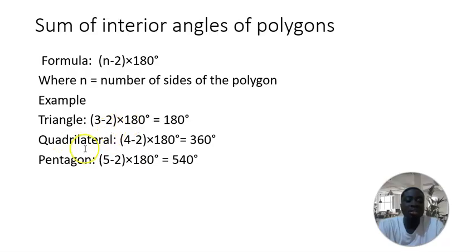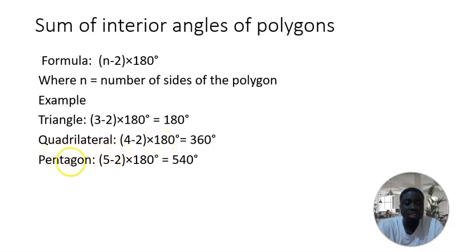Now I come to a quadrilateral. Irrespective of the quadrilateral it is, whether a rectangle, a square, a trapezium, a rhombus, or what have you, they are all four-sided shapes. So if the sides are four, n is 4. We take 2 from the 4 and multiply by 180. 4 minus 2 is 2, so 2 times 180 gives us 360 degrees. That is the sum of interior angles of a quadrilateral.